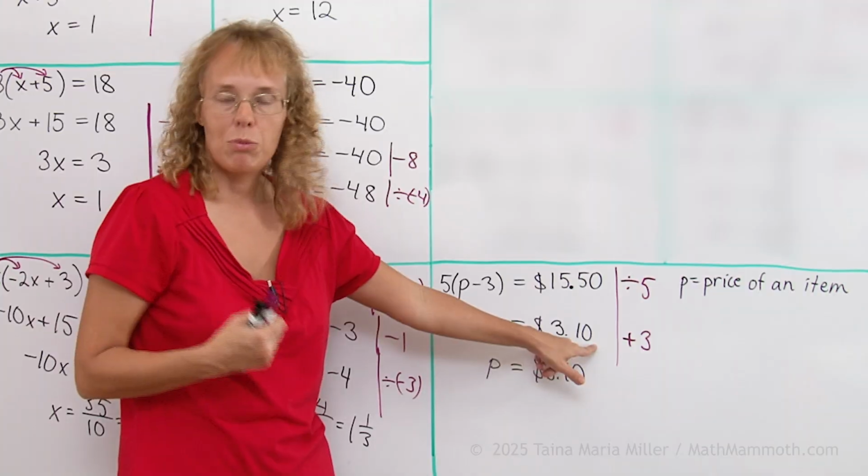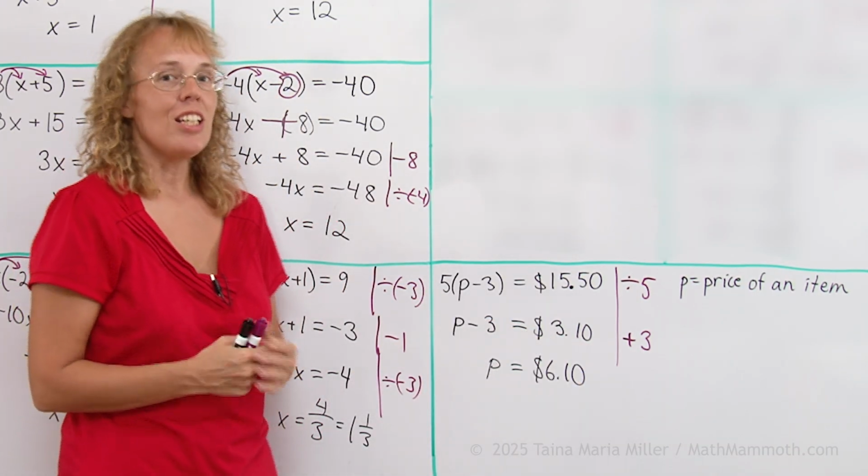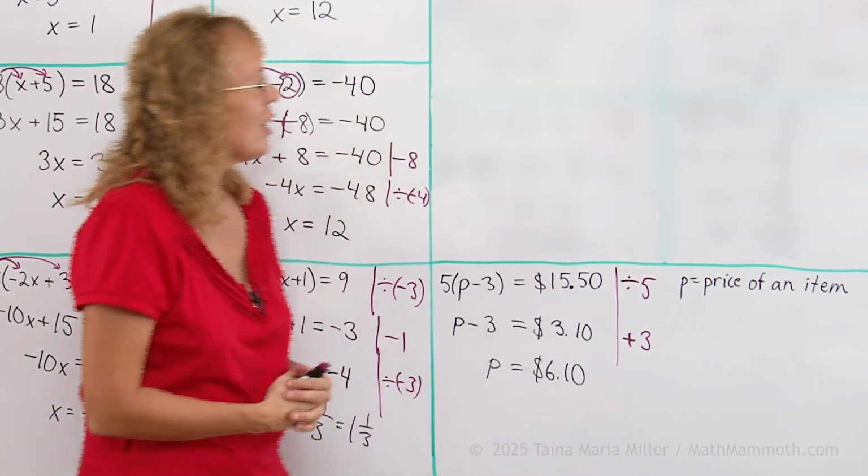Once you find out how much one of the items was, oh, it was $3.10, but it had been discounted by $3. So originally it must have cost $3 more, or $6.10.